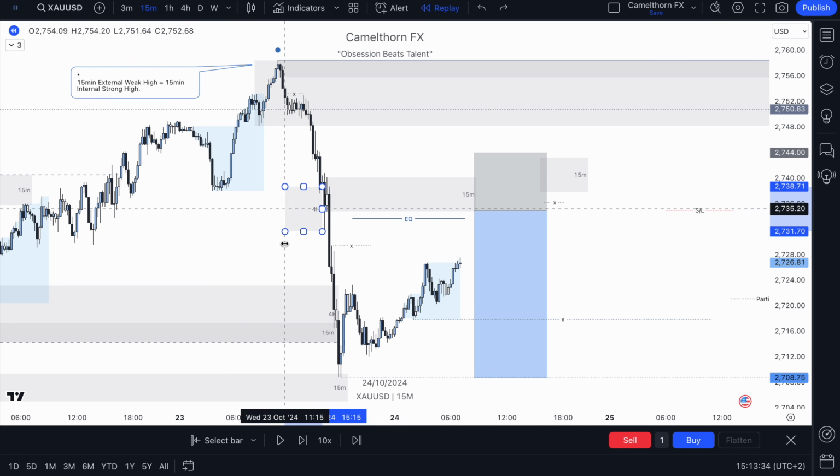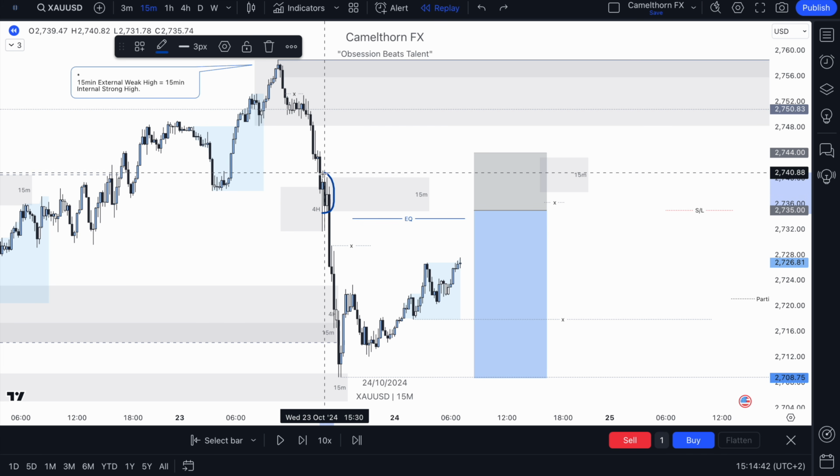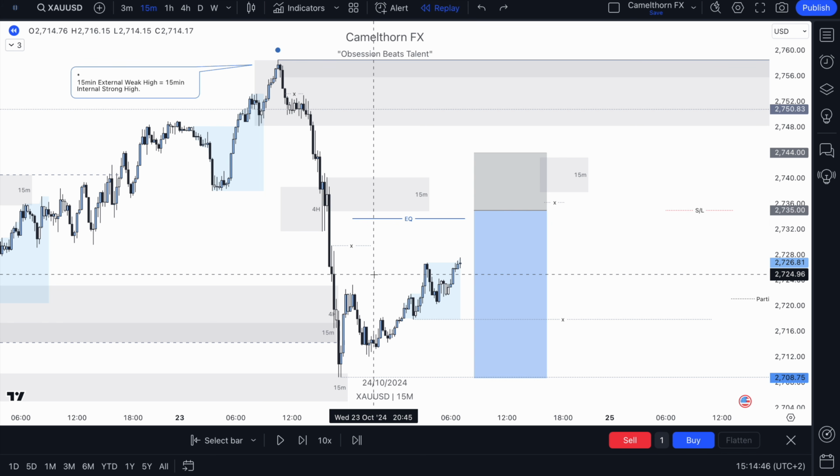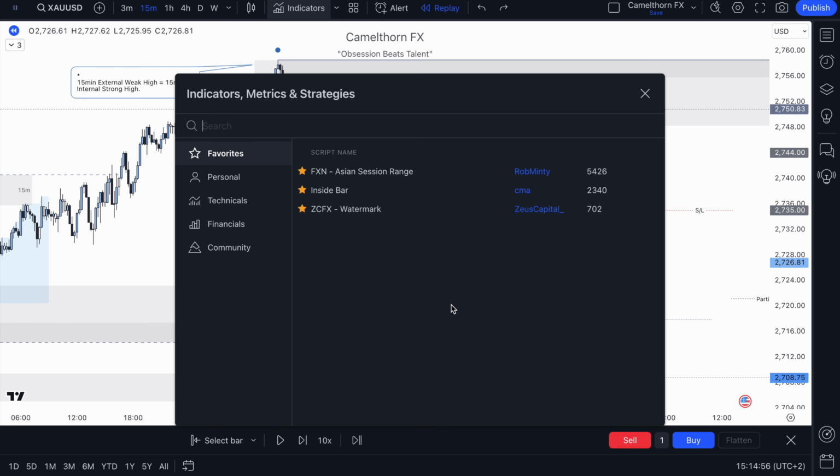Overlapping this 4-hour supply, we have this 15-minute inside bar candle in here, denoted in white, that I also view as a valid POI. For those of you who are interested, the specific indicator that I use to show my inside bars is the inside bar indicator by CMA on TradingView.